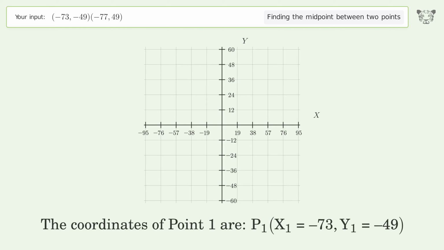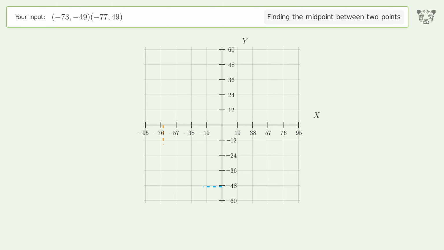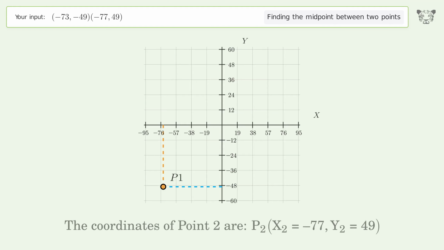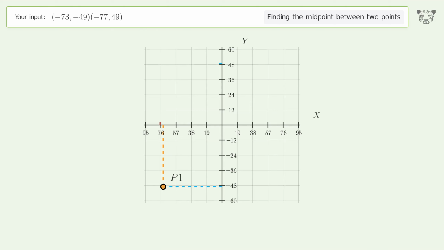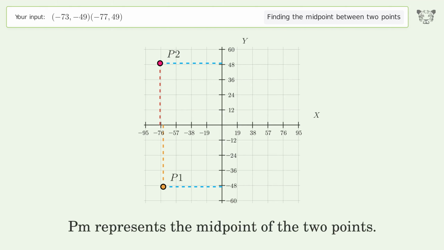The coordinates of point 1 are, x1 equals -73, y1 equals -49. The coordinates of point 2 are, x2 equals -77, y2 equals 49. PM represents the midpoint of the 2 points.